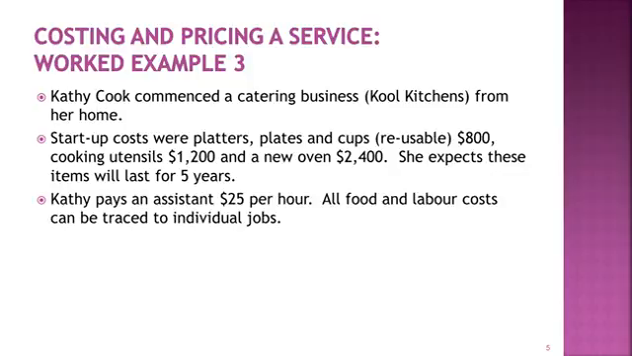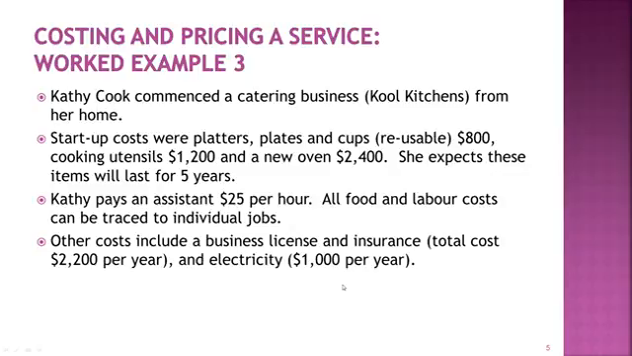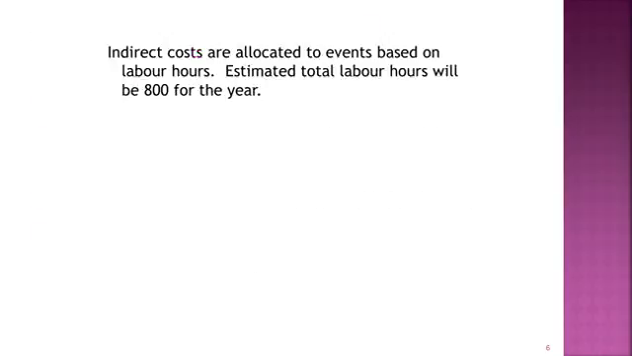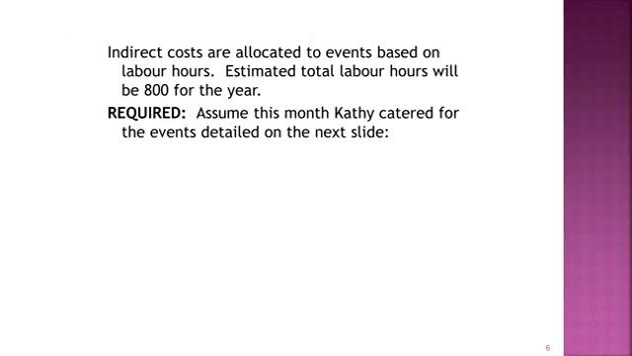Kathy pays an assistant $25 an hour, and all food and labour costs can be traced to individual jobs. Other costs include a business licence and insurance, total cost is $2,200 per year, and electricity, $1,000 per year. The indirect costs are allocated to events based on labour hours. So we're going to use labour hours as a cost driver here. Estimated total labour hours will be 800 for the year.